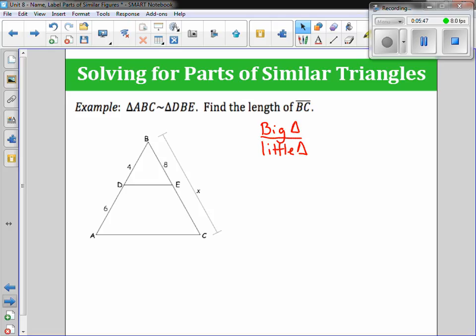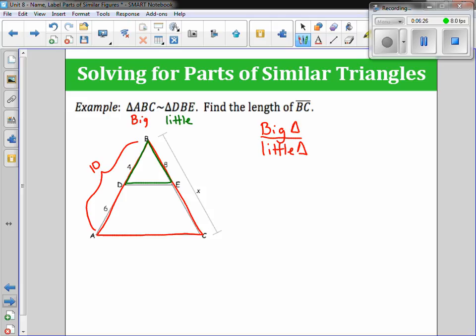Let's first notice that we are comparing triangle ABC, which is our big triangle, to triangle DBE, which is our little triangle. So you can see that I wrote a proportion, big triangle to little triangle, which means I need to know the side lengths of my big triangle. That means I need to add together 6 plus 4 to get a side length of 10. I already know that the side length of my other side, BC, is x, because that's what I'm looking for.